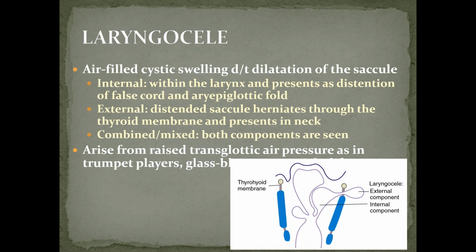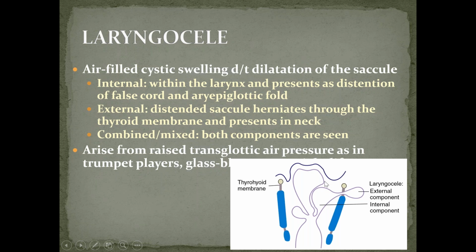So treatment for this saccular cyst is marsupialization or endoscopic excision. Third one is the laryngocele. This is important. It is an air-filled cystic swelling due to dilatation of the saccule. Depending upon the size and position of the lesion, these are divided into internal, external, and the combined.